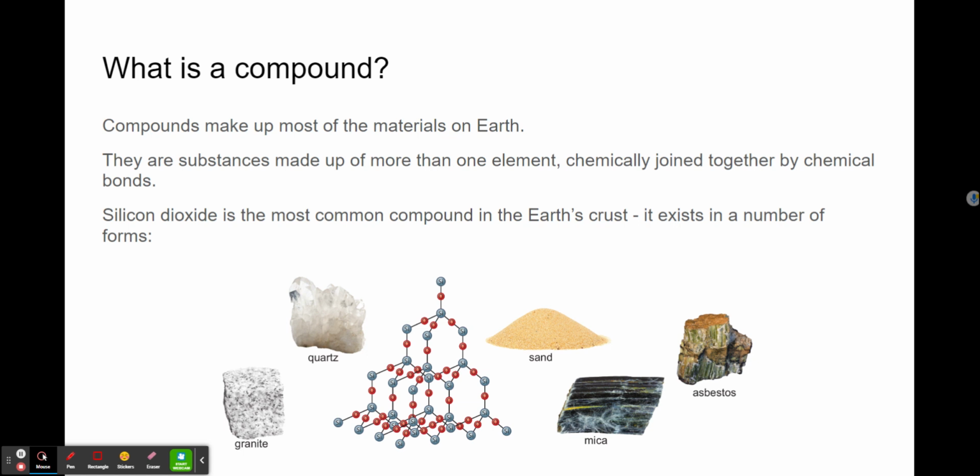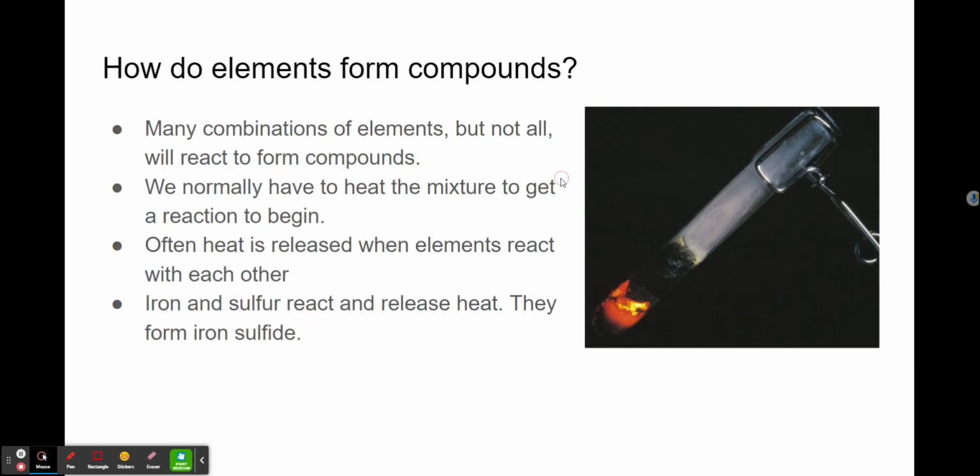Now, silicon dioxide is an example of a compound, and it's the most common compound in the Earth's crust. You can see at the bottom of the screen here, it exists in all these different forms: granite, quartz, sand, mica, and asbestos. The diagram in the middle there shows the structure of silicon dioxide. We can see between the atoms chemical bonds.